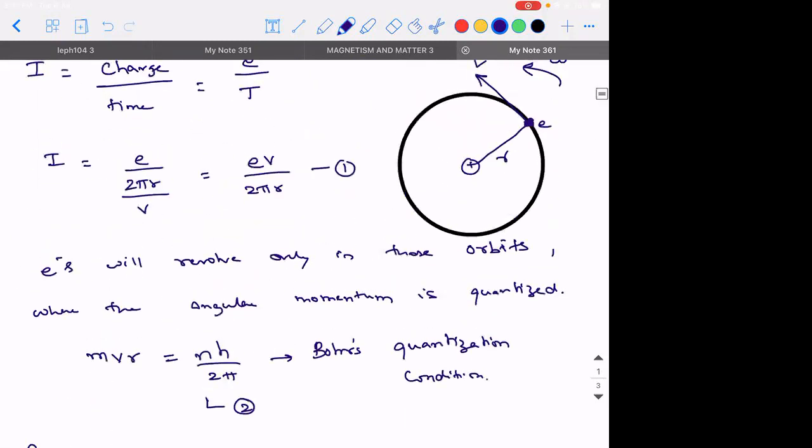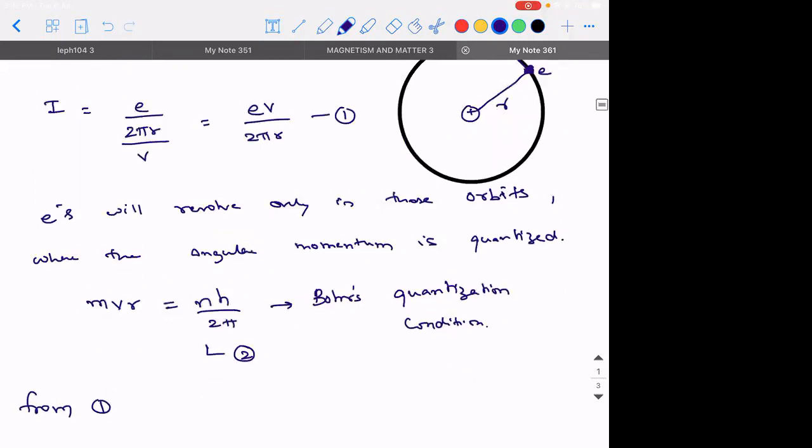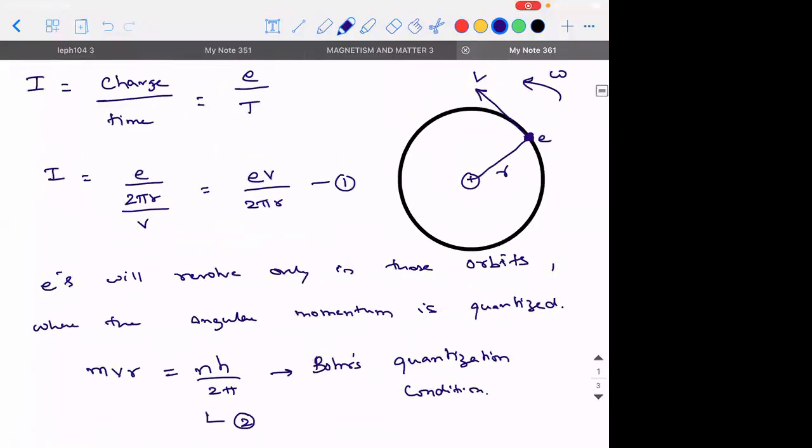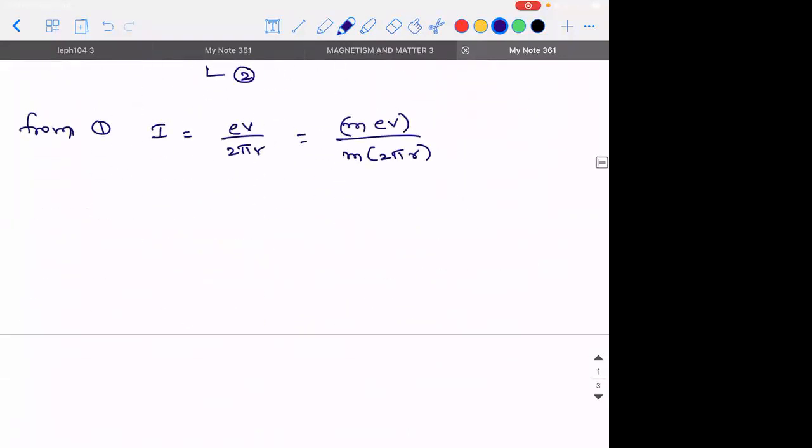From 1, I can say I is equal to e into v divided by 2 pi r. Now what I will do is multiply with mass and divide with mass.